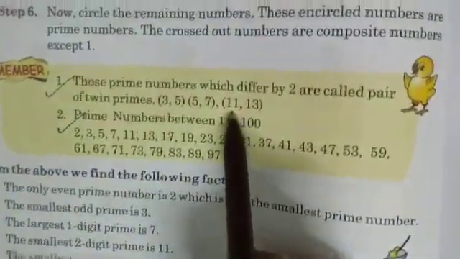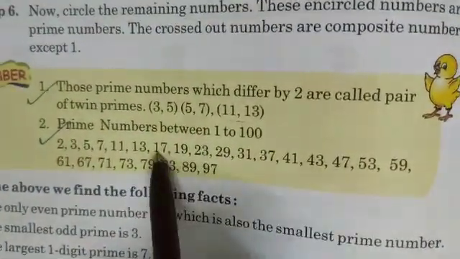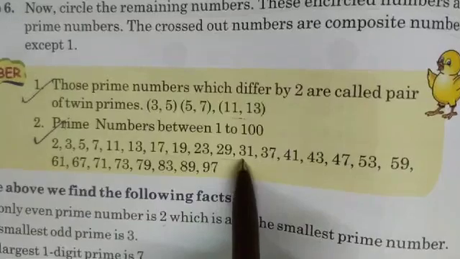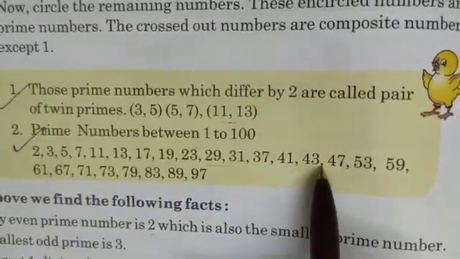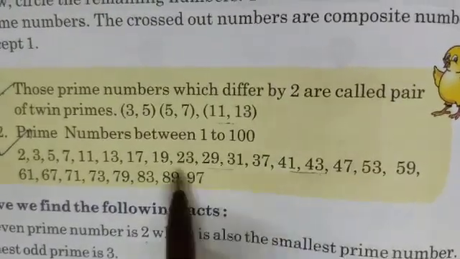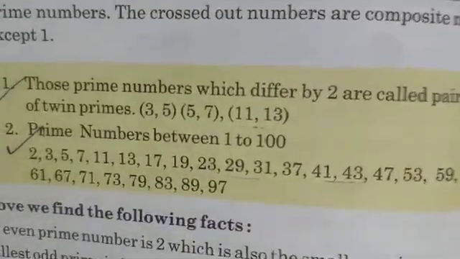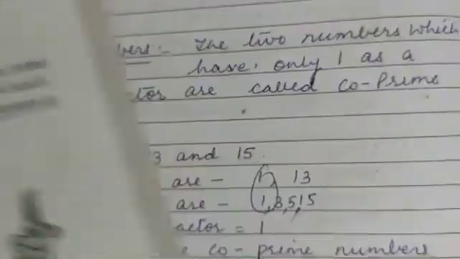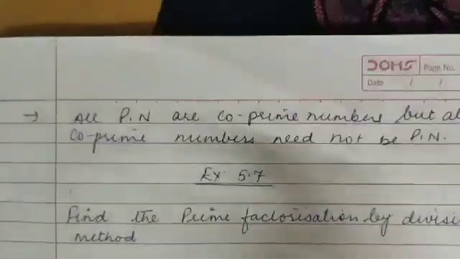11 and 13, that is also a twin prime pair. 17 and 19, 29 and 31, 41 and 43. When you subtract, you will get a difference of 2. Clear? This way you can write any example.